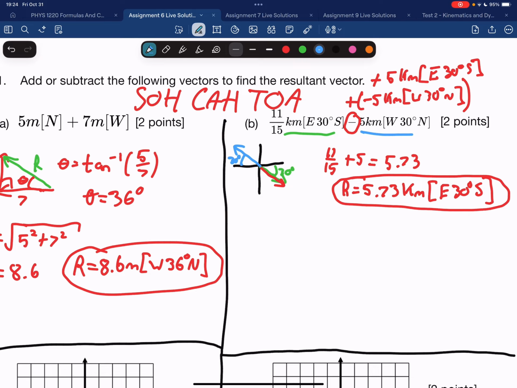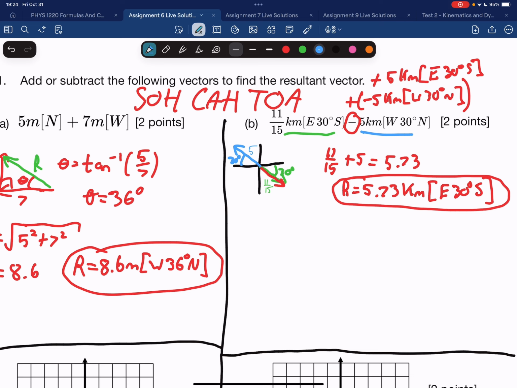So for the blue one here, this is 5 kilometers west, 30 degrees north. So I know the length there is 5. For the green one, I know that it is 11 over 15.